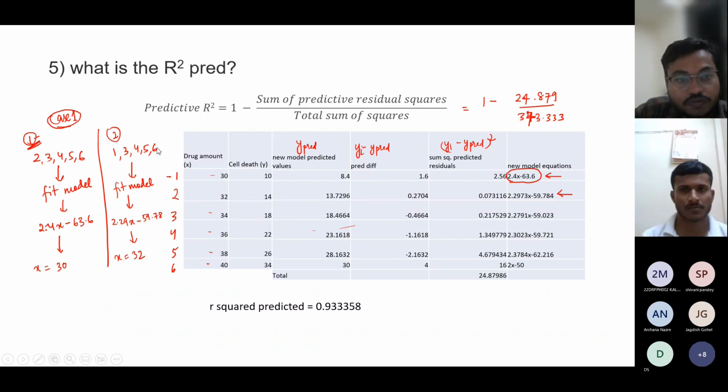Then, using that slope and intercept, we have to generate the equation in the form of y equals mx plus c. And we have to start with the second one. This data point we left out while building the model. So we'll put this data point back in and calculate the y value that we would have got. That way we build it for all the different rows.